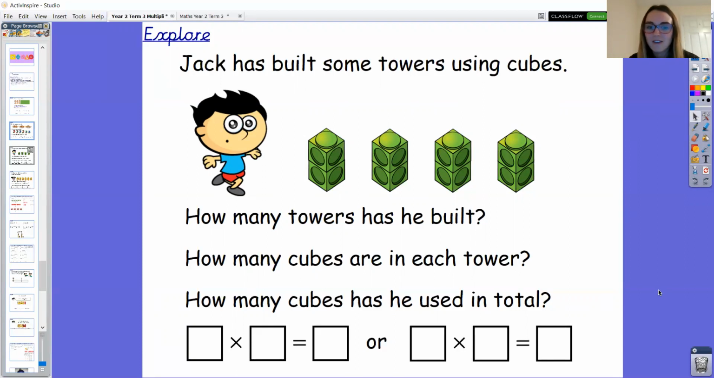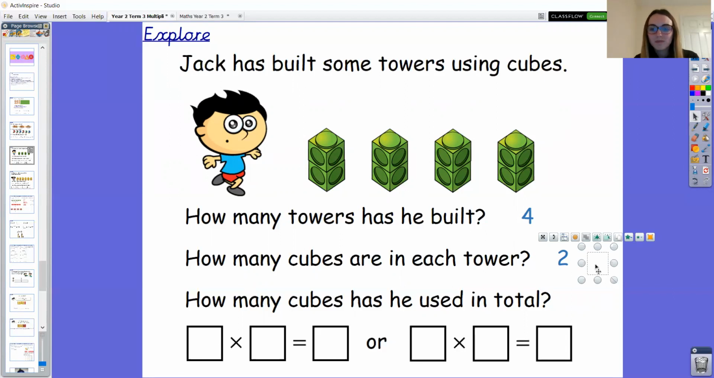Well done, Year 2. So let's have a look together. How many towers has he built? I can see that he has built 1, 2, 3, 4 towers. So Jack has built 4 towers. Okay, the next question says, how many cubes are in each tower? Let's have a look. You can join in to count with me. 1, 2. And brilliant, well done. And we can see that each tower has an equal amount. So we can see that Jack has used 2 cubes in each tower.